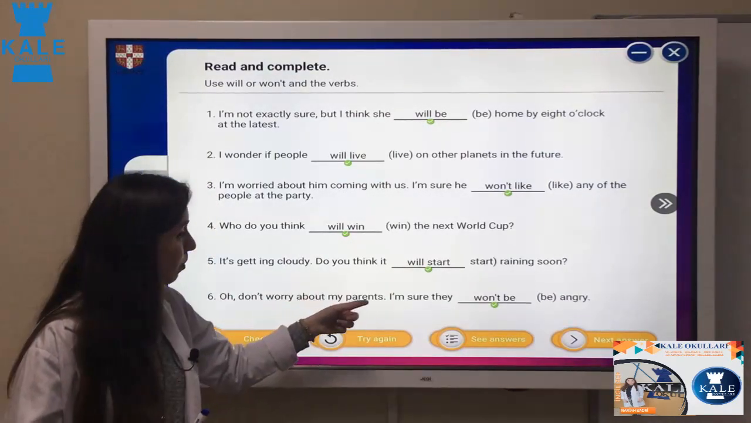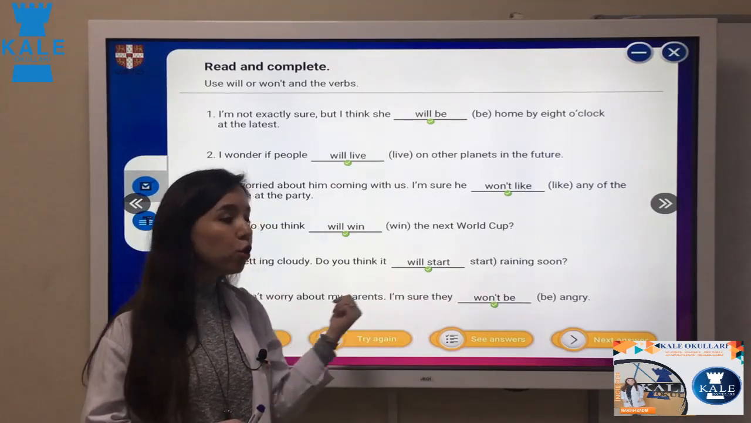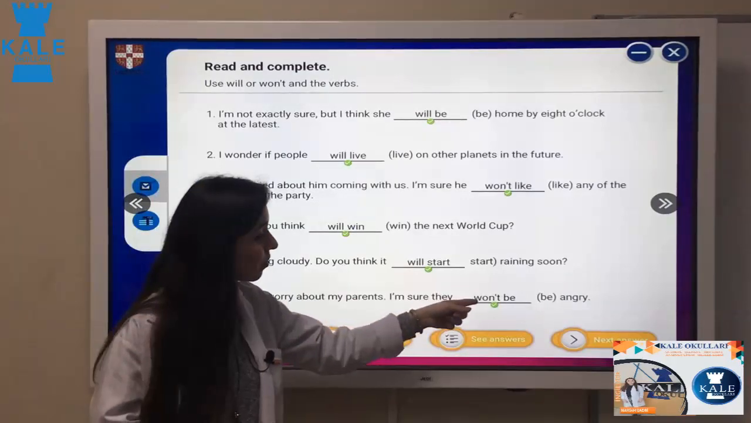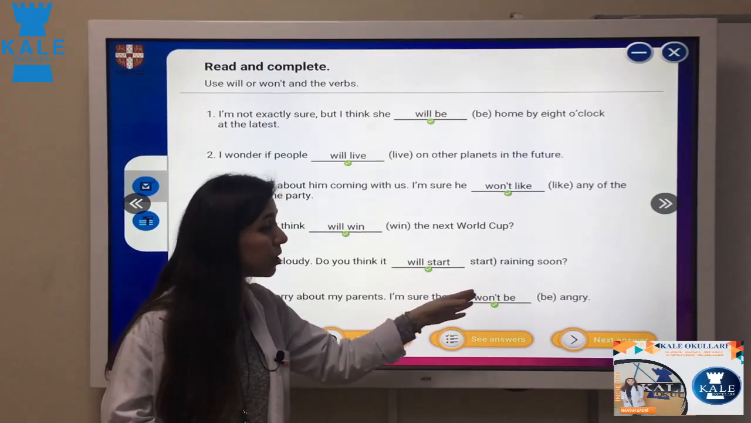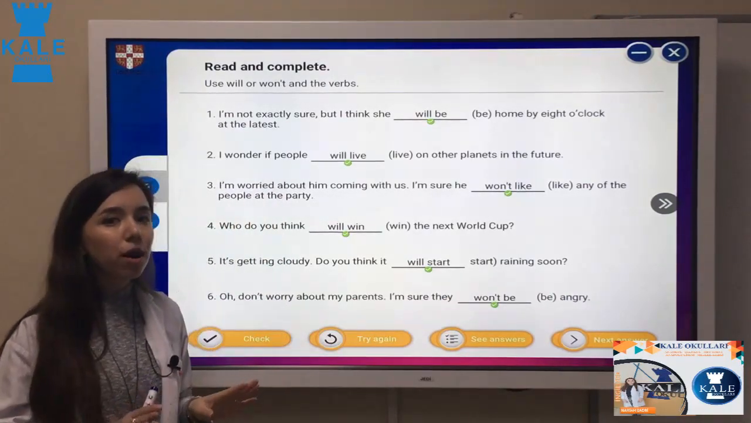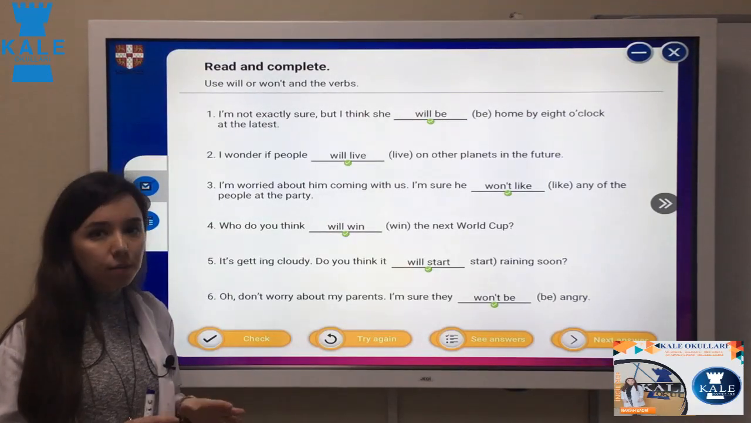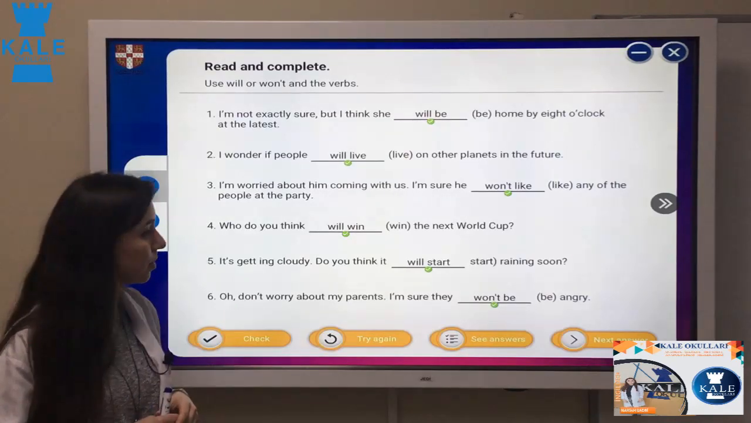And don't worry about my parents. I'm sure they won't be angry. Don't worry. Here the sentence said don't worry. Everything is okay. Because of that, here we use again negative. I'm sure they won't be angry. There is no problem. They won't be angry. So this part I think it's obvious for you. Yes, all of you understand.